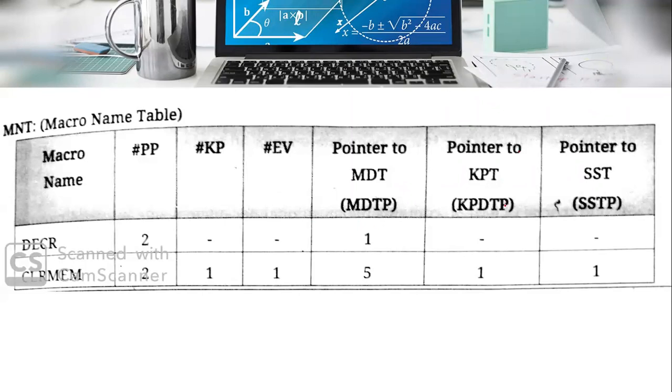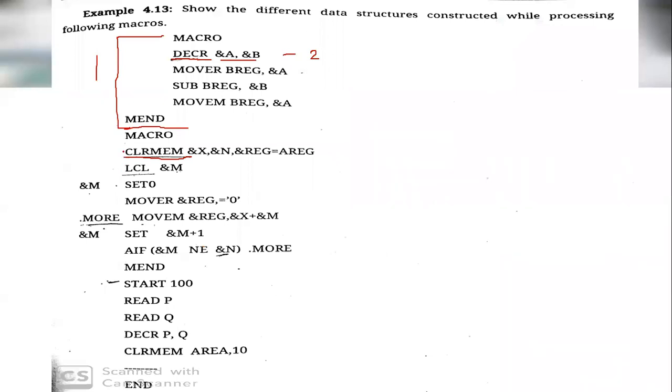Then the pointer to the KPT. There is no keyword parameter, so there is no pointer available here. There is no sequencing symbol, so there is no entry corresponding to this field. Okay, this is the information corresponding to DECR in the macro name table. The second macro name is CLRMEM, the clear memory macro, which starts at this particular point and goes up to this particular position.